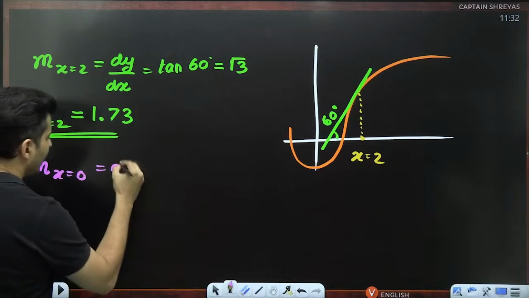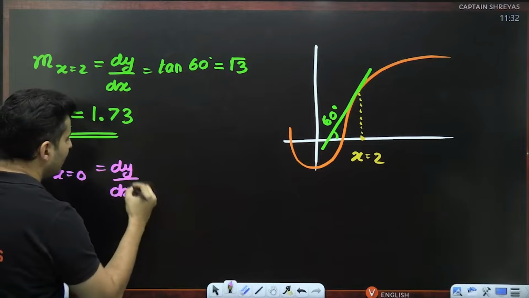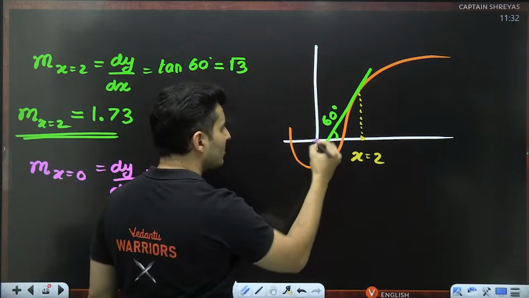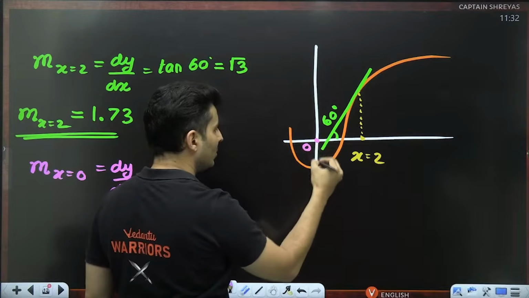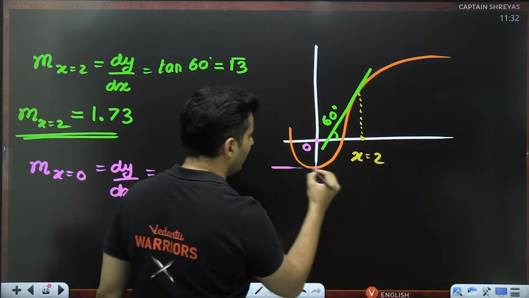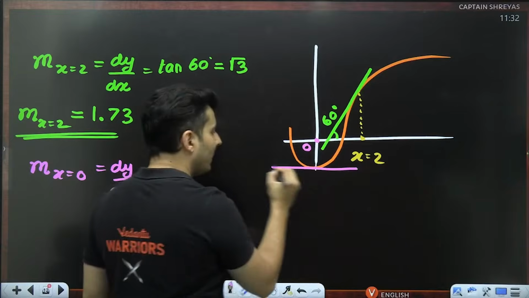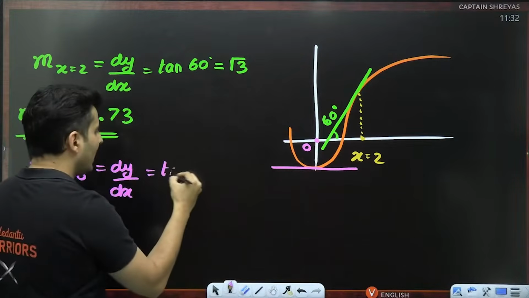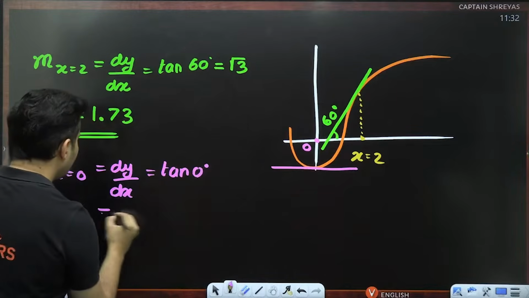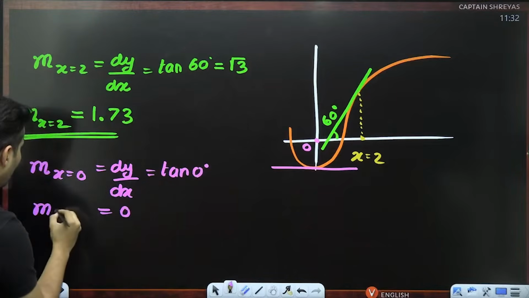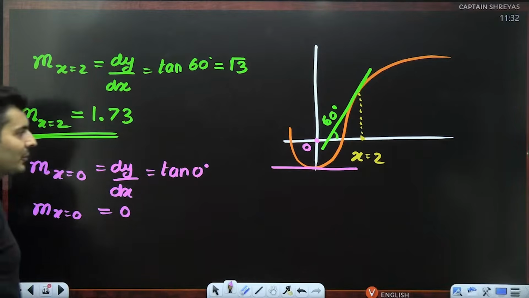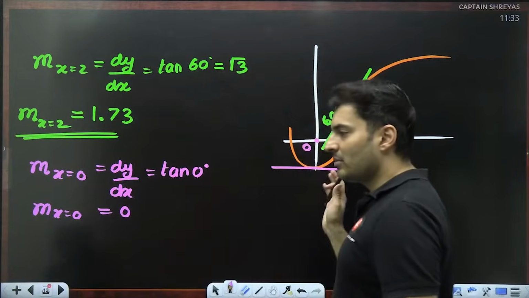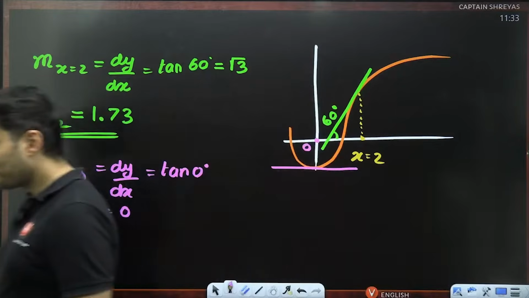Similarly, let's say somebody asks you, what is the slope at x is equal to 0? You'll be like, okay, it is again dy by dx, but you have to go at x is equal to 0. X equals to 0 is over here. This is the origin. Go down here. At this point, if you draw a tangent, it is like this. What is the angle made by the tangent with the horizontal? 0. So it is actually tan of 0. Hence the slope is 0. So the slope at x equals to 0 is 0. Is this absolutely clear, my dear students?